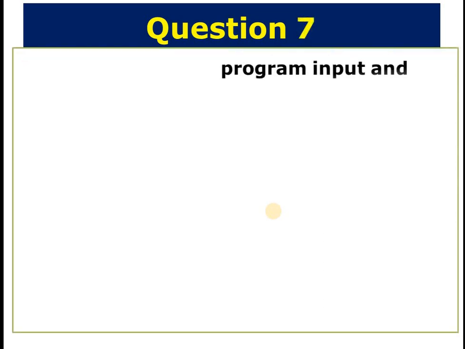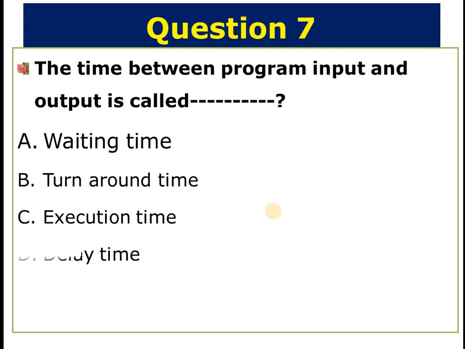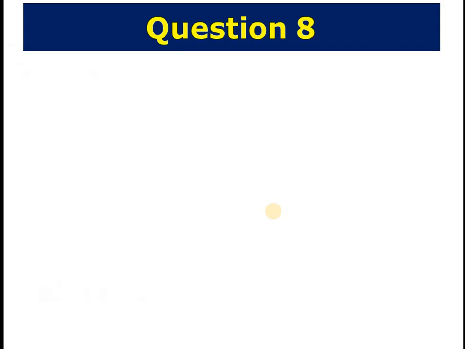Question number 7. The time between program input and output is called A. Waiting time, B. Turnaround time, C. Execution time, D. Delay time. The answer is choice B, turnaround time. This is the time between program input and program output.